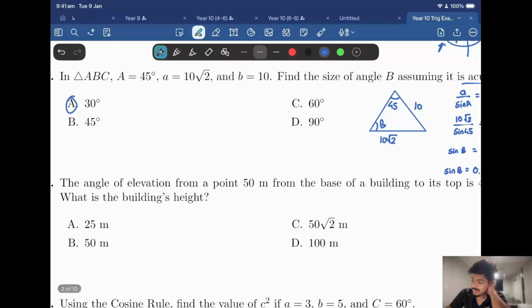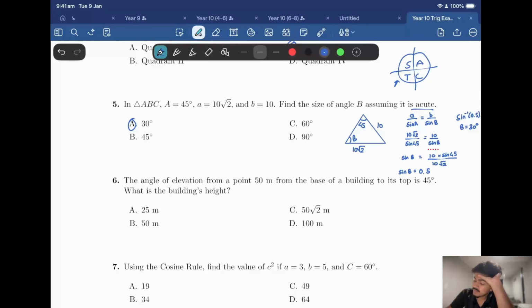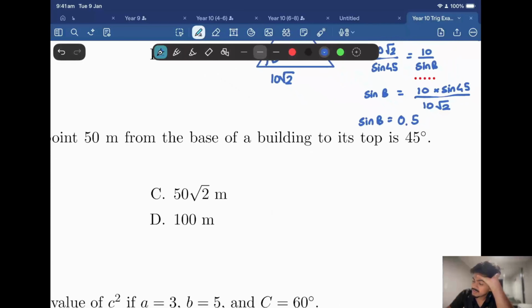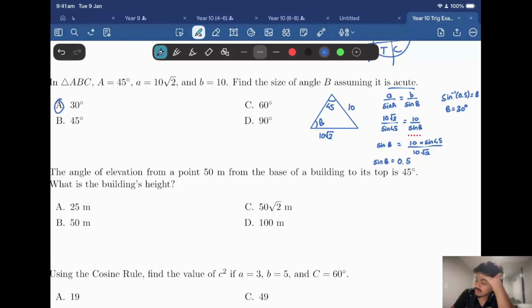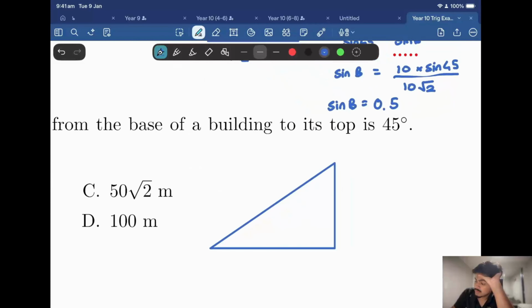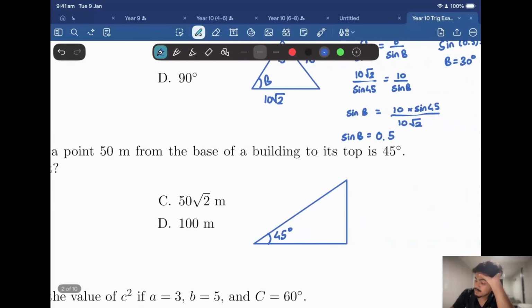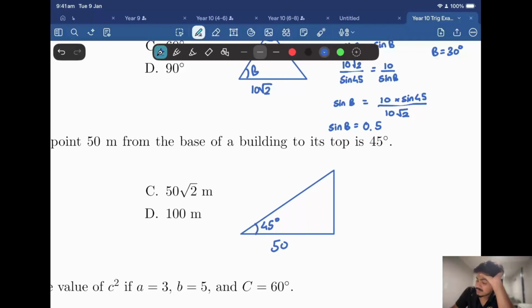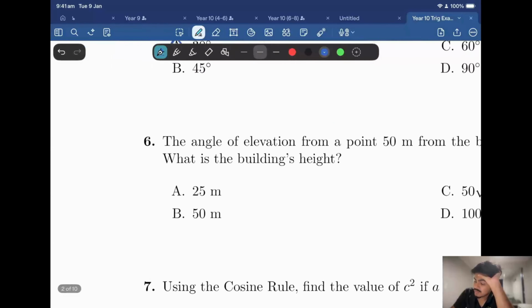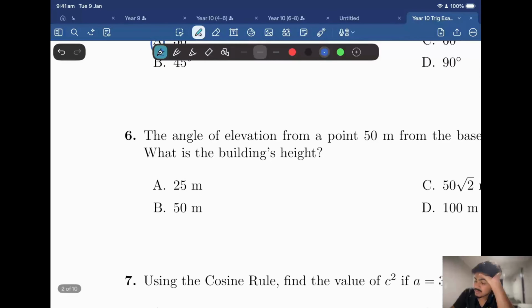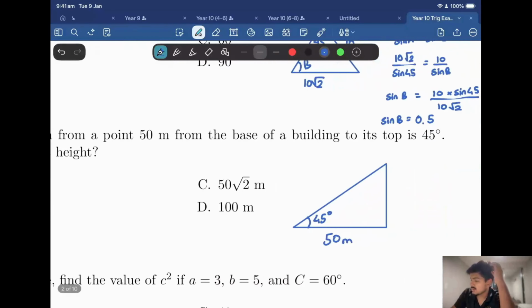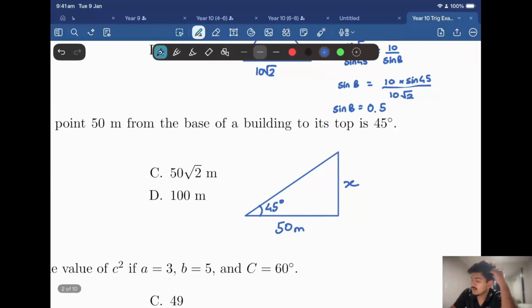The angle of elevation from a point 50 meters from the base of a building to its top is 45 degrees. What is the height of the building? Okay, very standard question. So let's draw a right angle triangle here. The angle of elevation is 45 degrees. The distance from the base of the building to this point is 50 meters, right? And what are we trying to find? We're trying to find the building's height, so we're trying to find this.